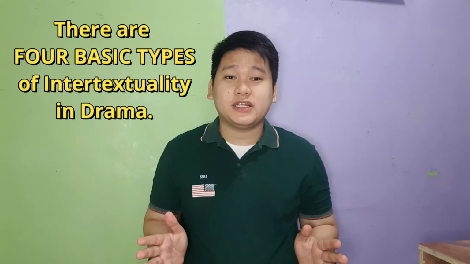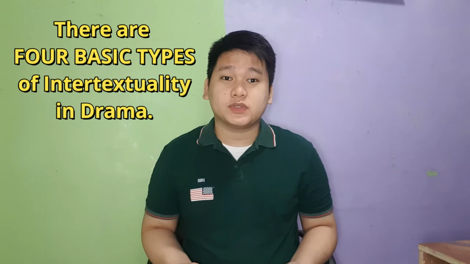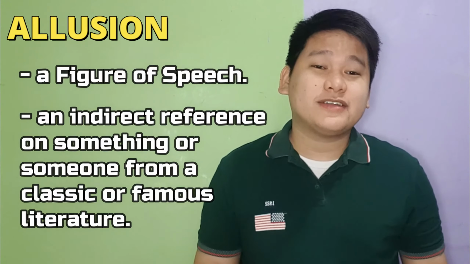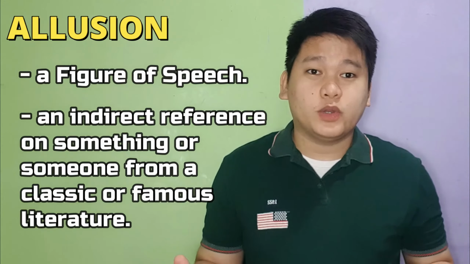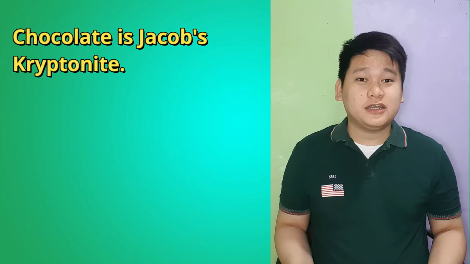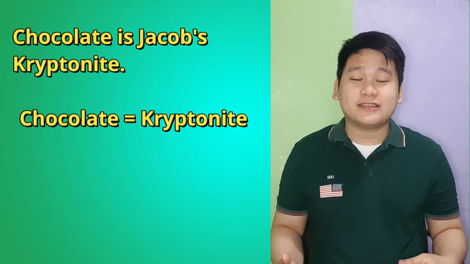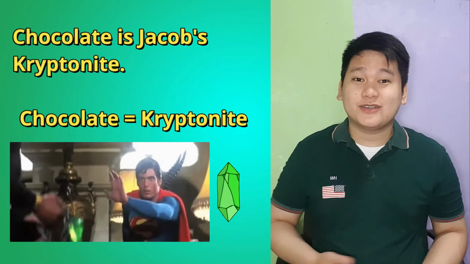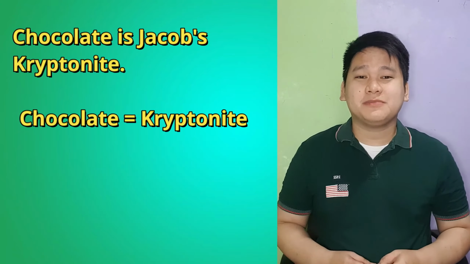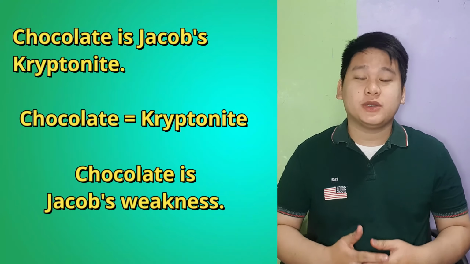Intertextuality is evident in many dramas in different ways. This is due to the varied types of intertextuality writers and playwrights use. The first type is allusion. Allusion is actually a figure of speech. It is an indirect reference from someone or something from a classic or famous literature. For example, chocolate is Jacob's kryptonite. Here, we describe chocolate as a kryptonite reference from the Superman comic series' kryptonite, which is the hero's weakness. Thus, this statement means that chocolate is Jacob's weakness.